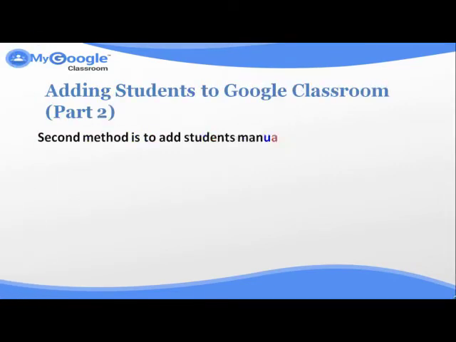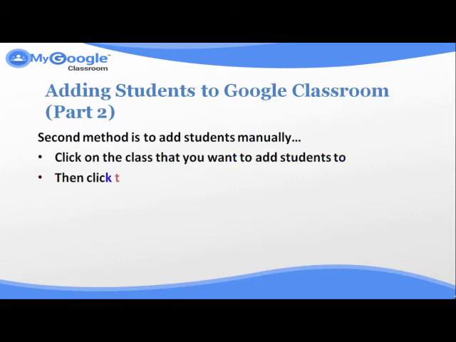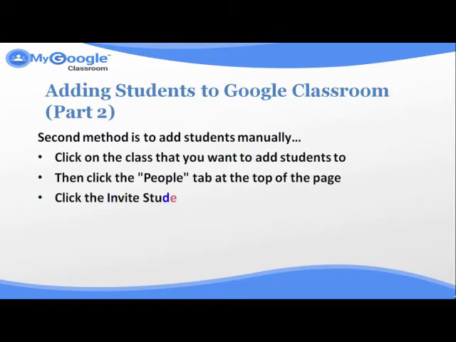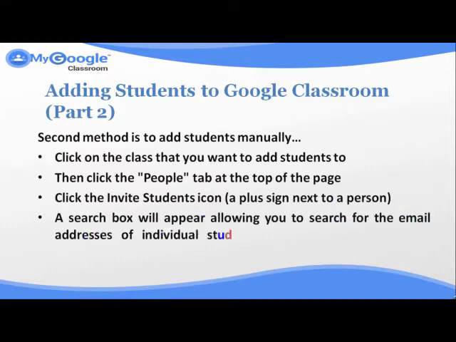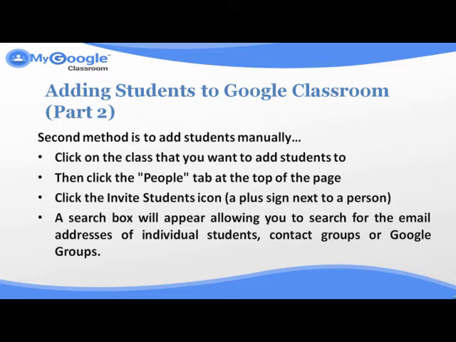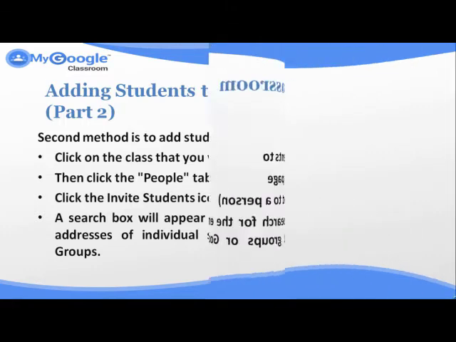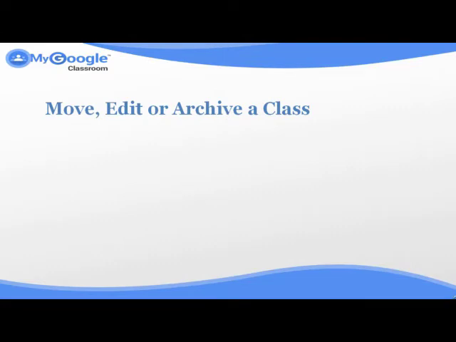The second method is to add students manually. Click on the class that you want to add students to. Then click the People tab at the top of the page. Click the Invite Student icon, a plus sign next to a person. A search box will appear allowing you to search for the email address of individual students, contact groups, or Google groups. Move, edit, or archive a class.